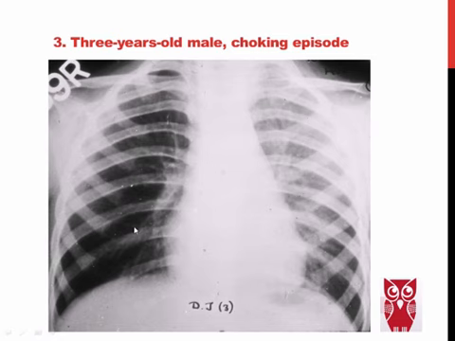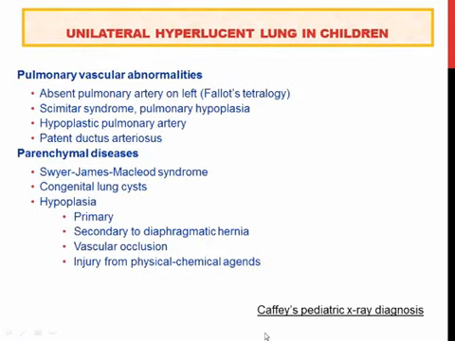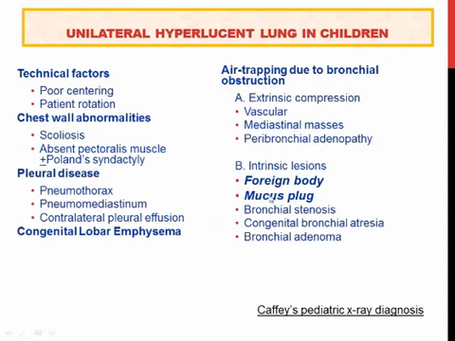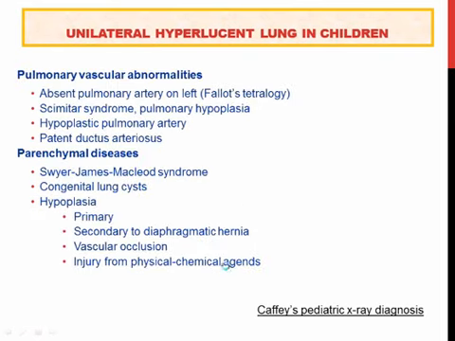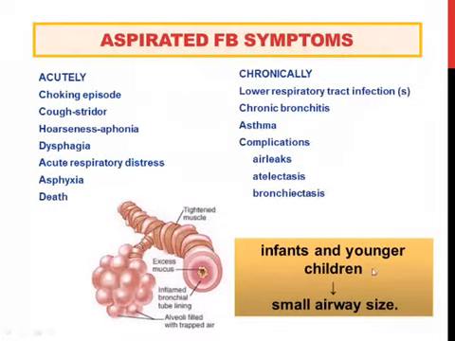So this is unilateral hyperlucent lung in children, and then you go through the differential diagnosis from Caffey's Pediatric X-ray, and the top diagnosis is intrinsic blockage of the airway by a foreign body or a mucus plug in a lower respiratory tract infection. When your aspirated foreign body is radiopaque, then you can see it on X-rays and the diagnosis is easy. If it's not a radiopaque foreign body, which is the usual situation, then you try to look for consequences like consolidation, atelectasis, but occasionally your pulmonary parenchyma will be normal.